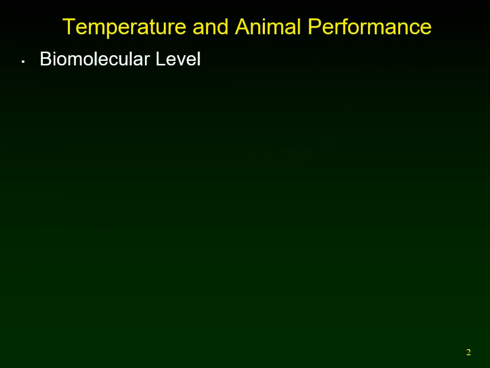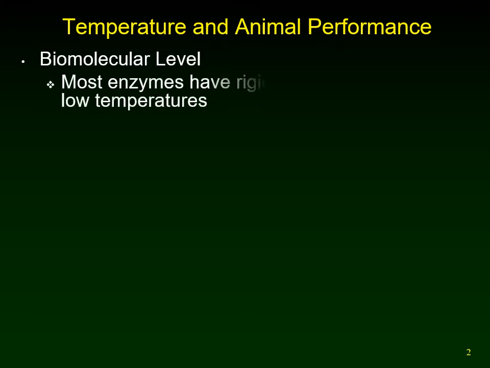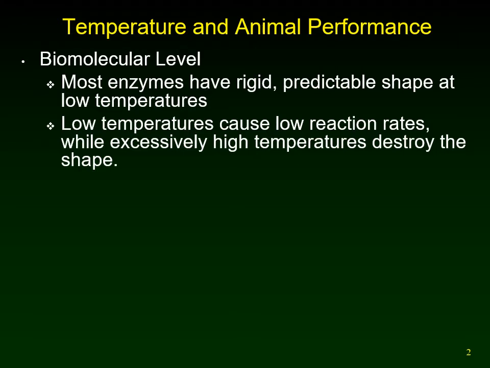Now, when we look at the performance at a molecular level, a biomolecular level, you'll remember from your general biology class that temperature is going to be affecting enzymes. Enzymes are proteins that help speed up chemical reactions. So enzymes usually work best in a limited range of temperatures. Most enzymes at low temperatures have a very predictable shape.